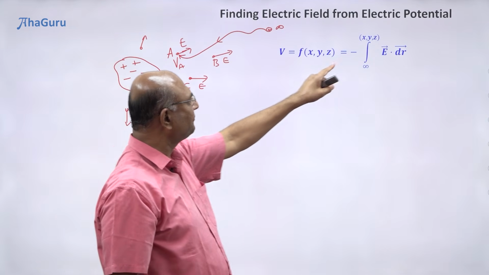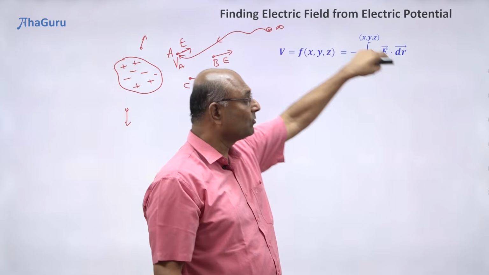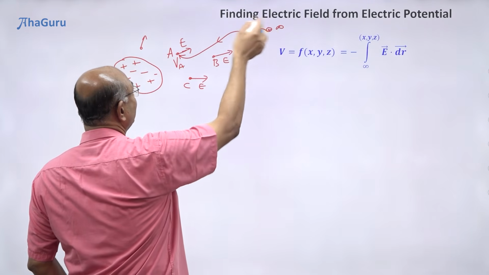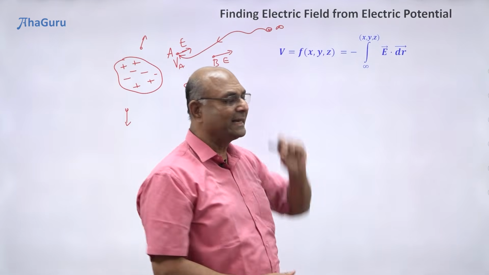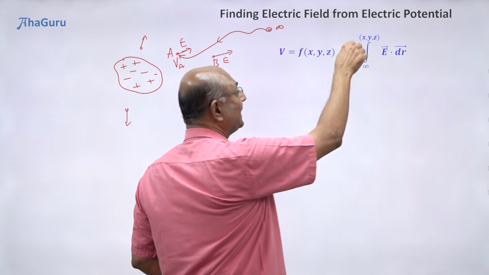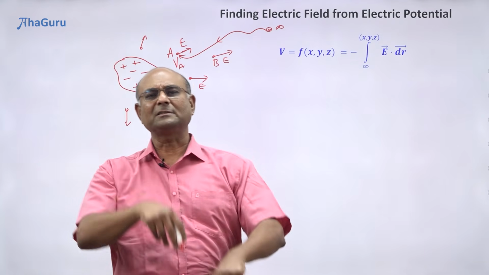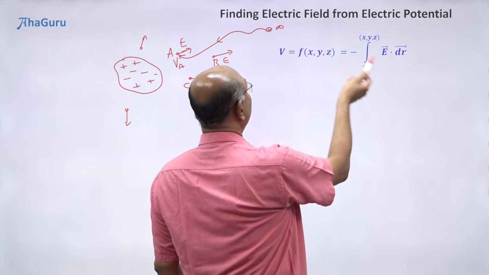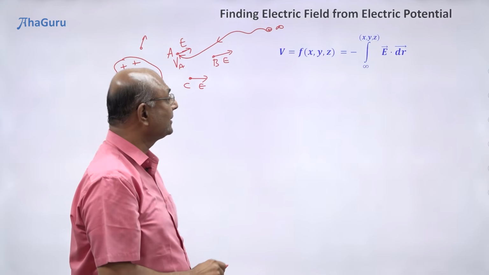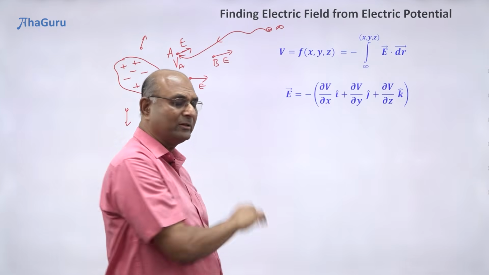So V, you can find it by doing an integral of the electric field over this entire path from infinity till here. How do you reverse an integral? Because if I want to find E from V, you have to basically reverse an integral. What is the reverse of an integral? Differentiation. So E is going to come by differentiating V. I'm not going to derive this. I'm going to just tell you the formula.